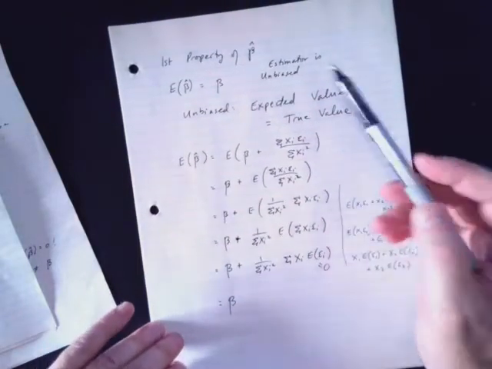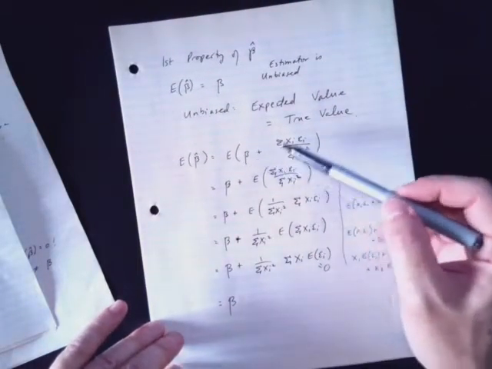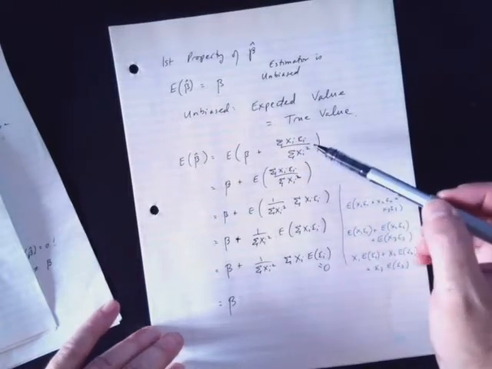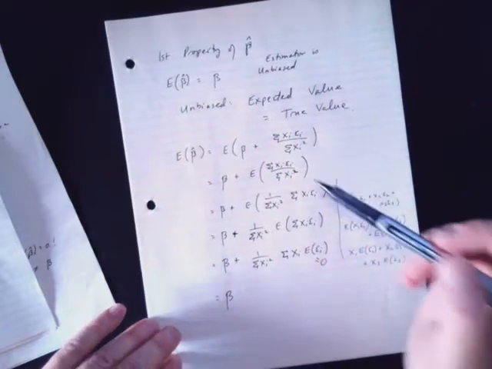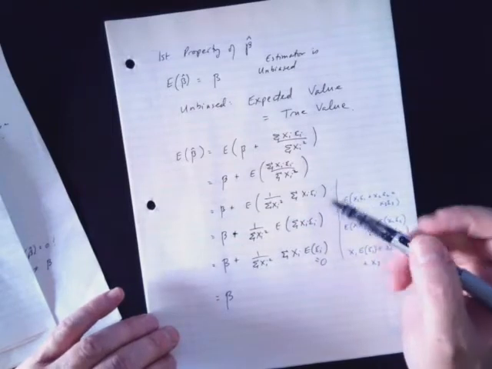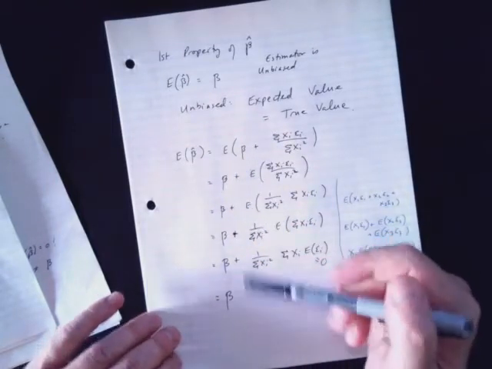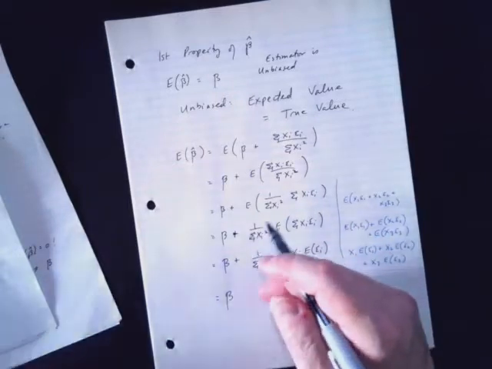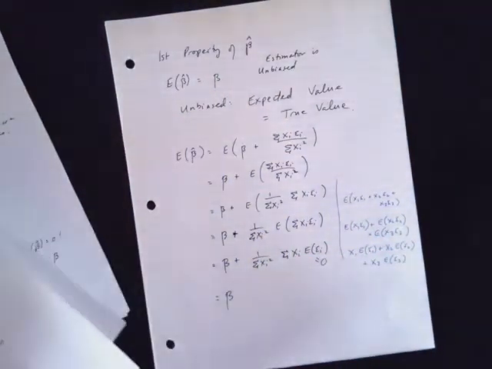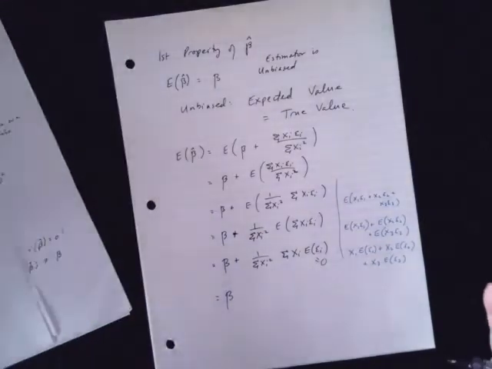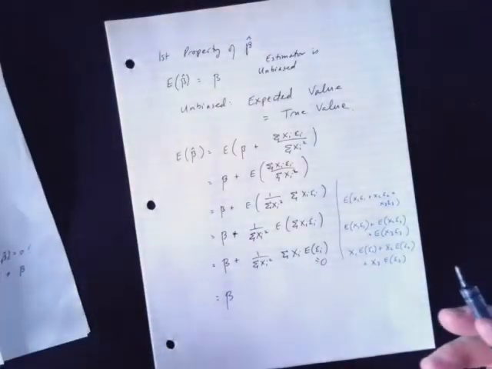This means that when we apply the least squares formula, and this is another version of the least squares formula, we're getting an unbiased estimator of the true slope, the true value of beta. We're not making a systematic error in our estimation here.